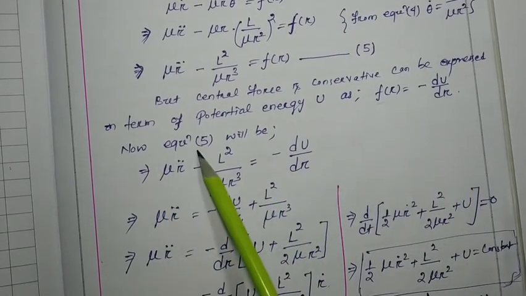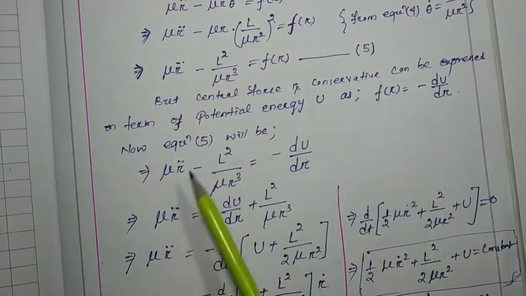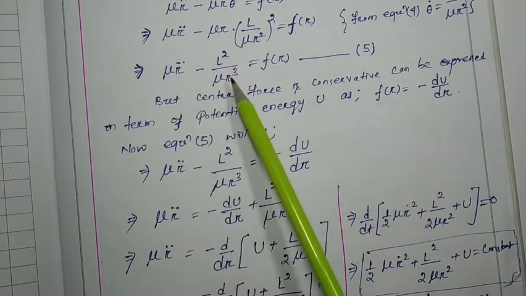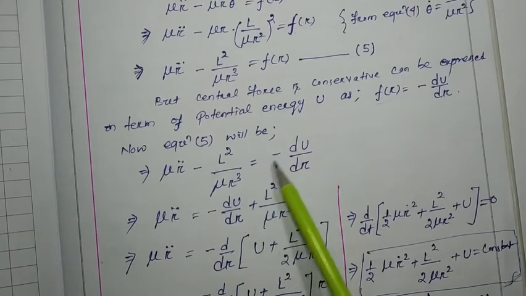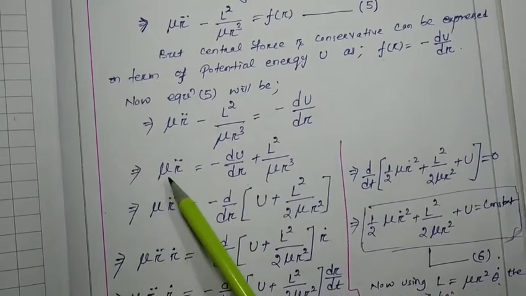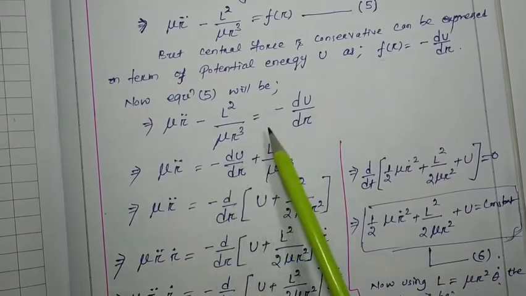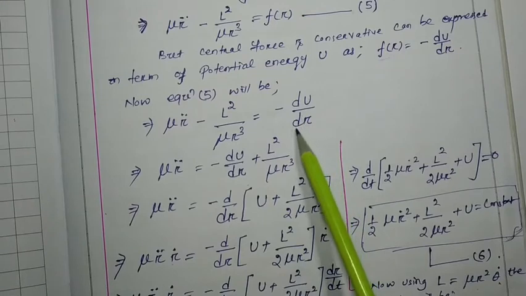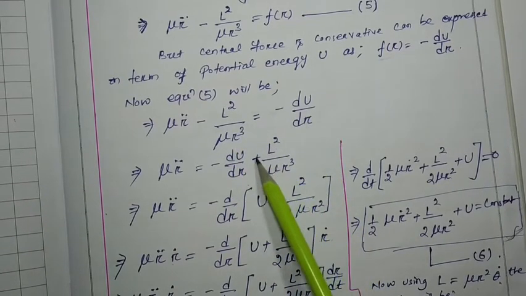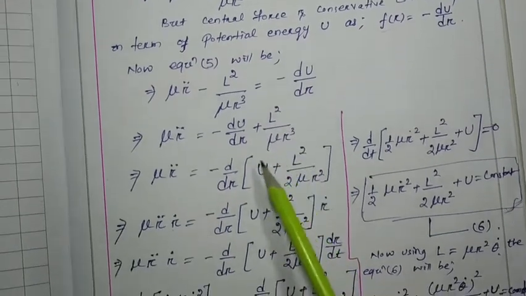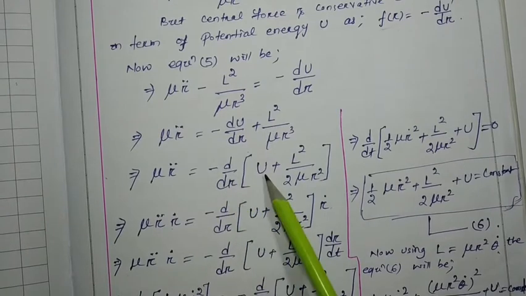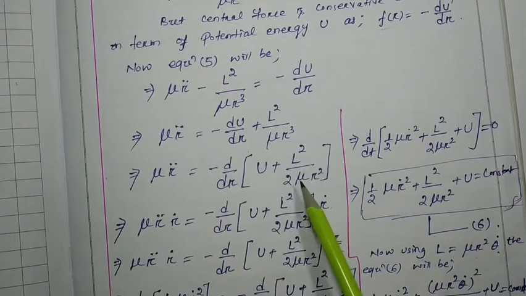So now equation number 5 will be μr̈ − L²/μr³ = −dU/dr. That implies μr̈ = −∂U/∂r, and this term taken to the right-hand side will be plus L²/μr³. So collectively I have written this as minus ∂/∂r of (U + L²/2μr²).